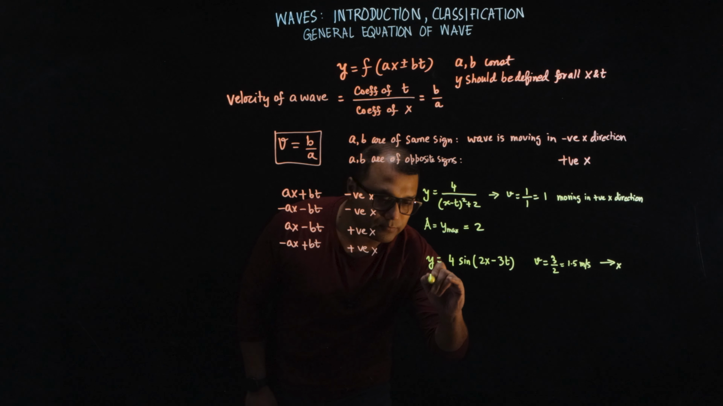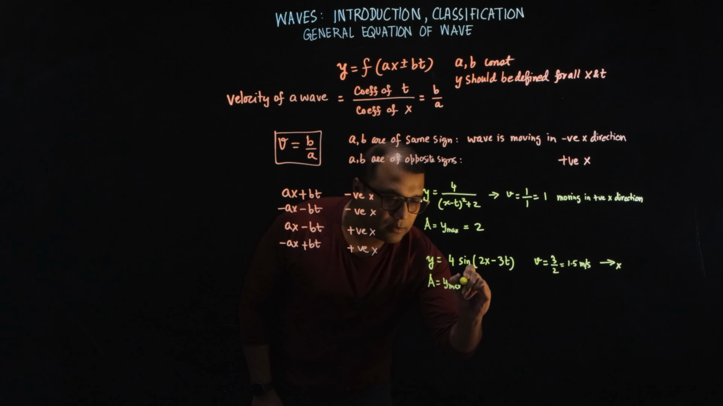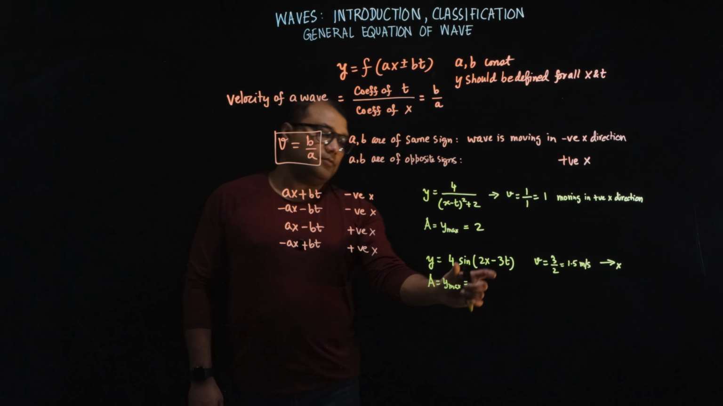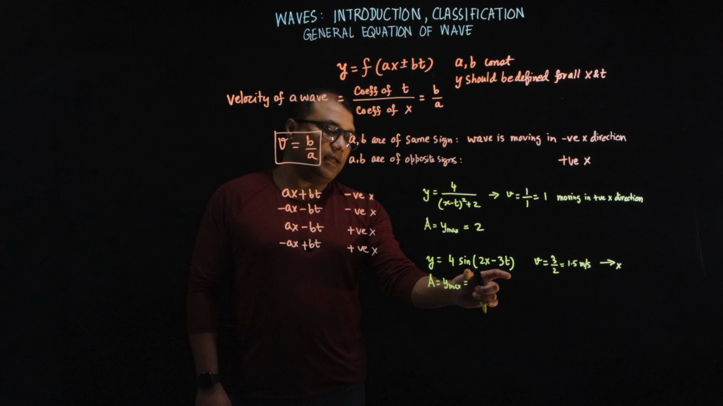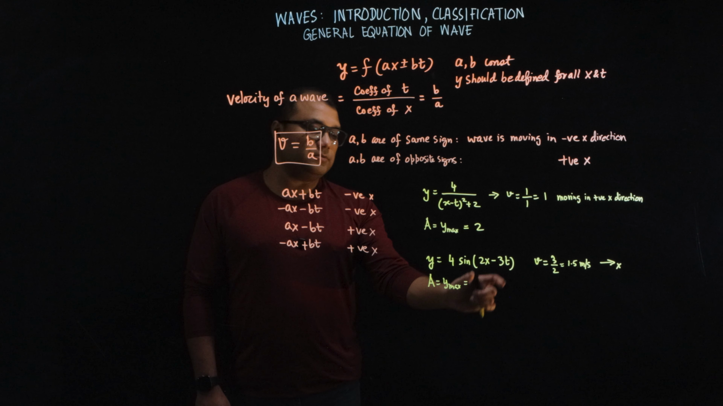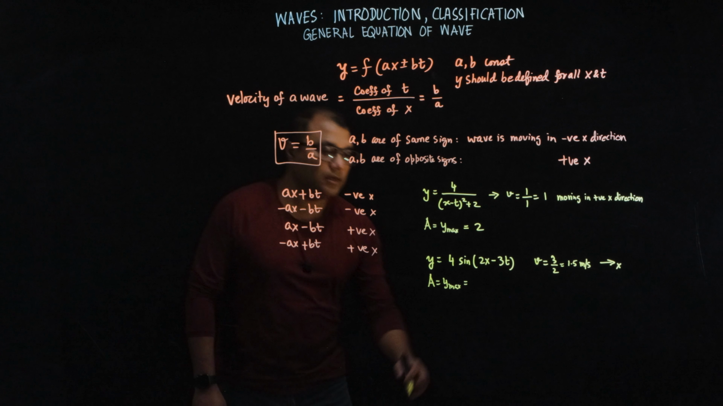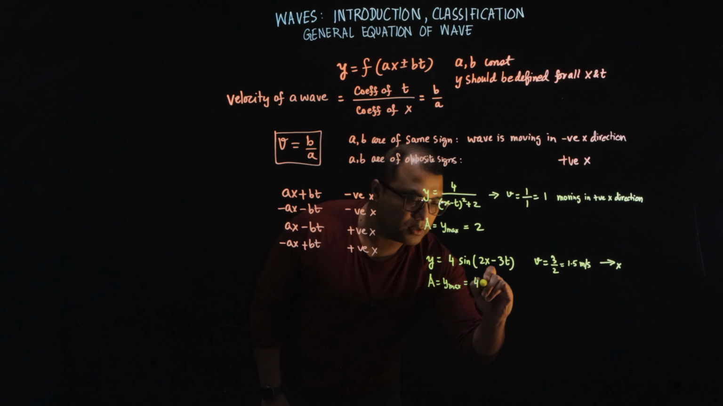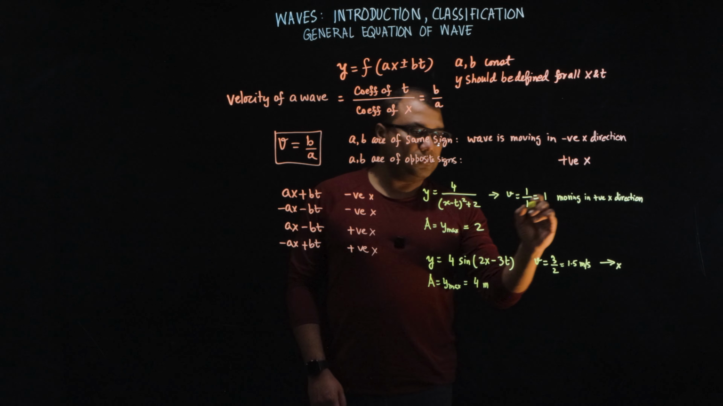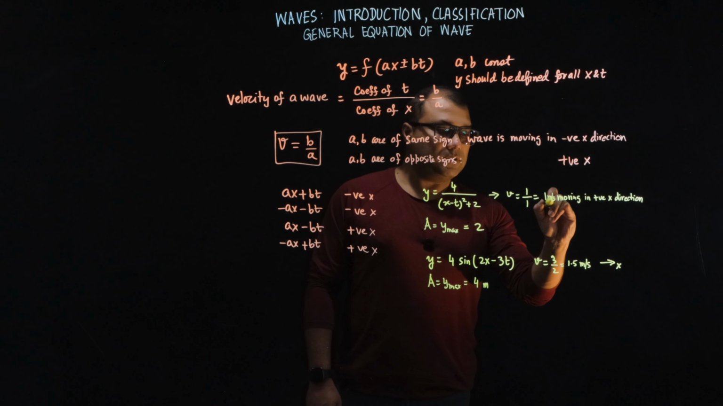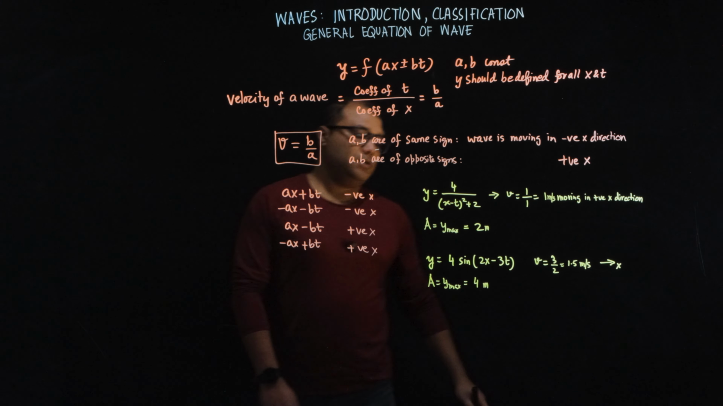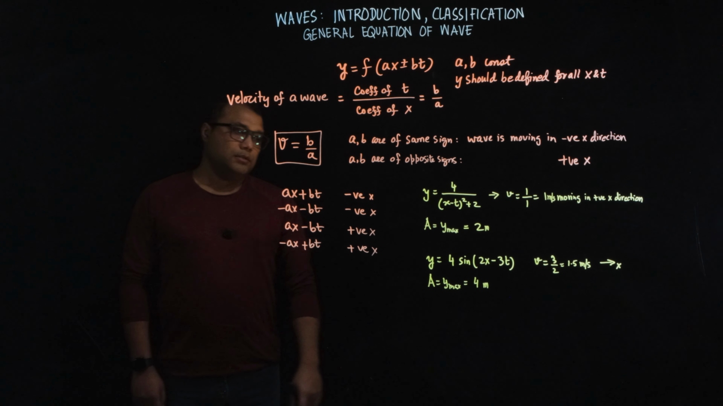What is the amplitude of this wave? Amplitude is the maximum value of y. What is y max? The maximum value of sine is 1, so this is 4 meters. Maybe I should also write the units here: meter per second, meter. So, pretty easy.